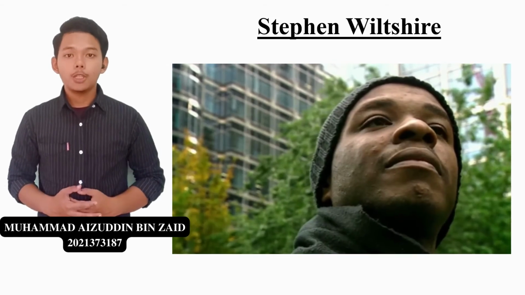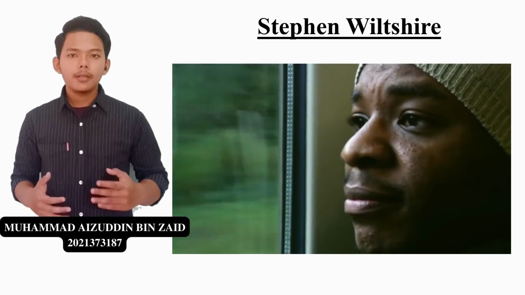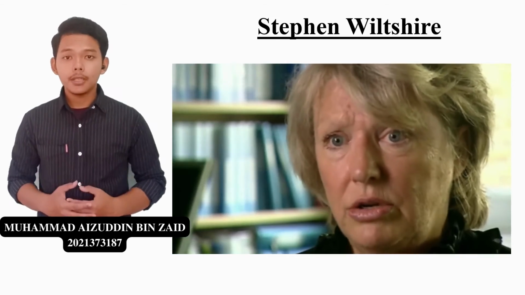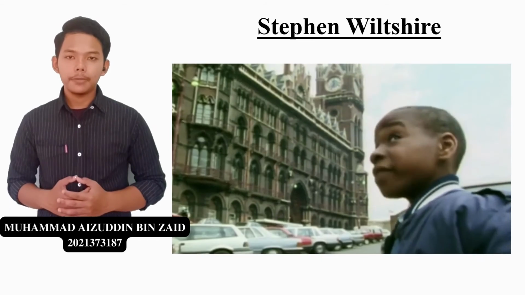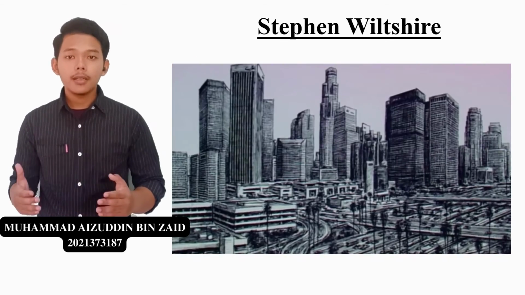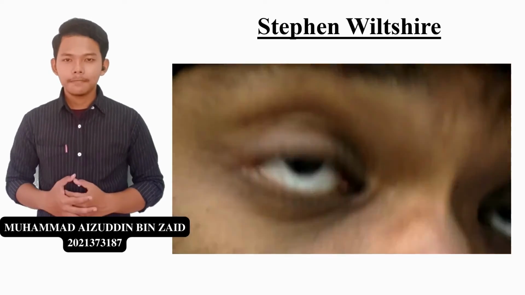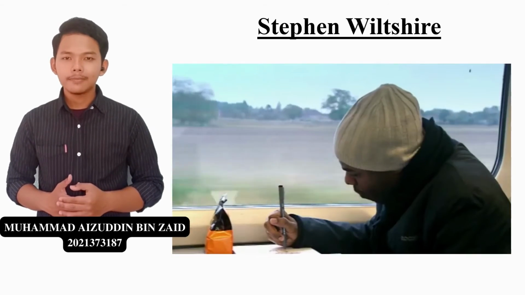Stephen Wiltshire is one of the most well-known autistic persons in the world. People know him as a talented person in drawing. It is because he loves to draw buildings and skyscrapers. The more interesting fact about him is that he can sketch a building even if he just takes a short time to observe it. That's why Stephen Wiltshire is also known as the human camera.